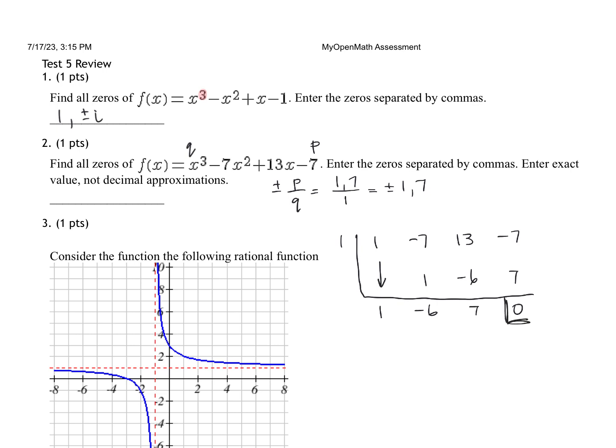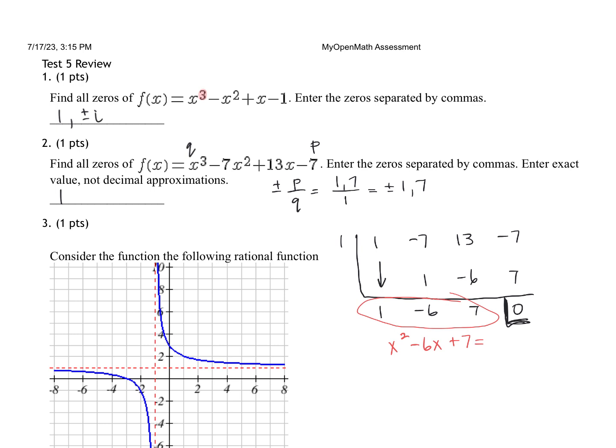So I was lucky in that I guessed a 1 and 1 worked. That was purely coincidence. If it didn't work, then you would pick another number from the list. So you could try negative 1, you could try 7, or you could try negative 7. So 1 worked, so I'm going to put 1 up here on my answer line. And then I'm left with a quadratic quotient. So that quotient would be 1x squared minus 6x plus 7.